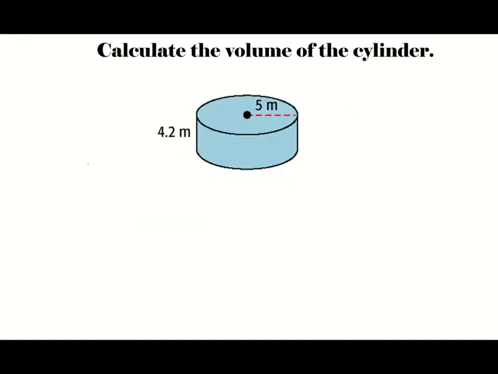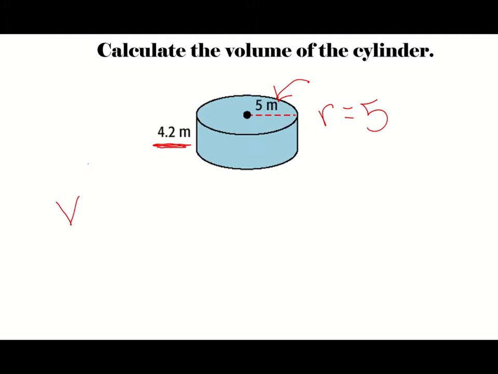So let's try one of these together. We have a cylinder here and we're supposed to calculate the volume. If I look at what's labeled, the 4.2 right here, that's going to be the height, so how tall it is. The 5, you can see that is labeling a portion of the circle, and it is going halfway through that circle, and that means that that 5 is going to be our radius. So I'm going to say r equals 5.